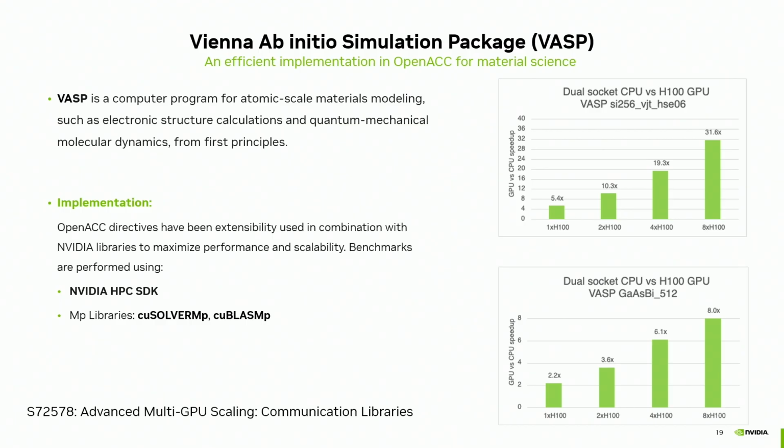VASP continues to iterate over time to enable improved performance, and a recent notable addition has been their multi-GPU, multi-node library integrations. These integrations with both cuSolver MP and cuBLAS MP has greatly improved their speedups, both 8x and just over 30x in select cases.